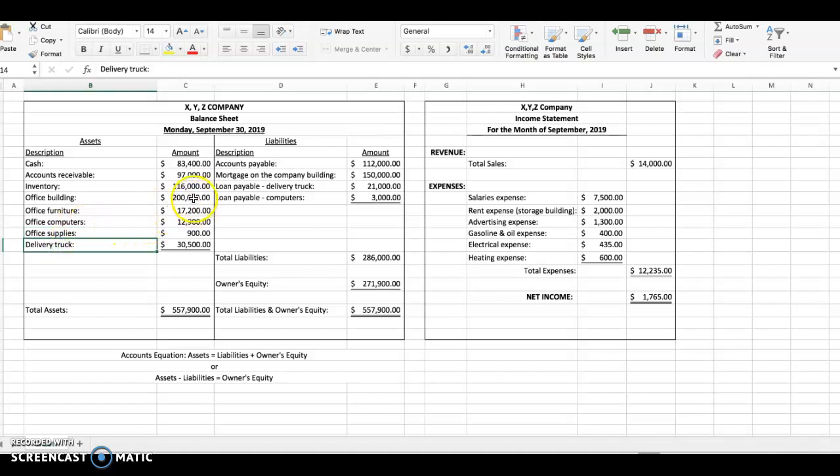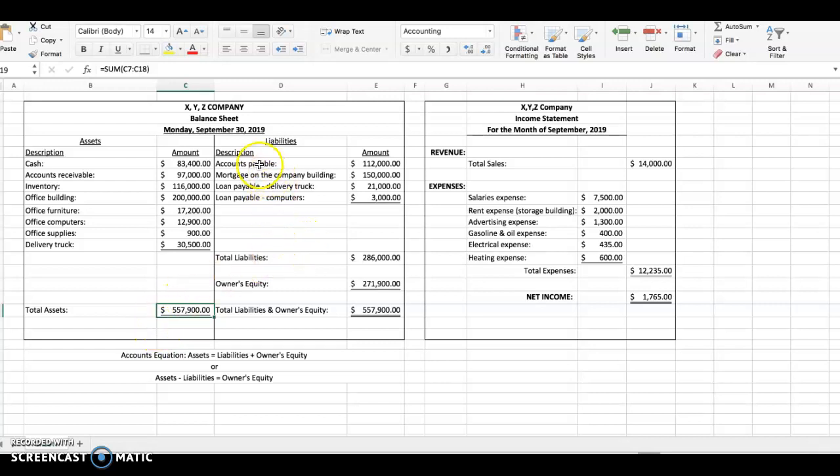These are all listed at their value. So this is the total value of those items. Office building is worth $200,000 and so forth. Total assets then at the bottom with the double line is indicated on the left side of a balance sheet.